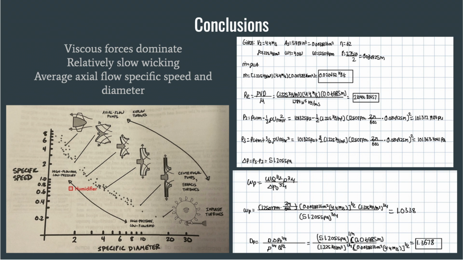This makes sense because it not only changes the direction of flow by 90 degrees, but its flow through the wick causes disruptions. Turbulent flow and low pressure change is expected out of a humidifier because the humid air is misting throughout the room, which is a larger area. Overall, our wick system has a somewhat slow flow where viscous forces dominate and the specific speed and specific diameter are not exactly what you want them to be for an axial flow pump.